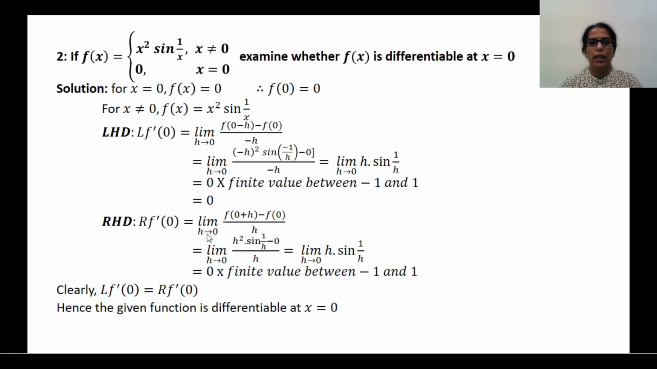So therefore left hand derivative and right hand derivative are equal. Hence the given function is differentiable.